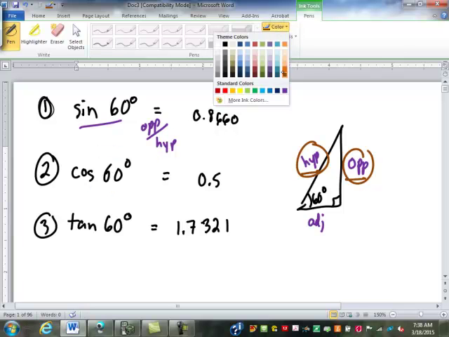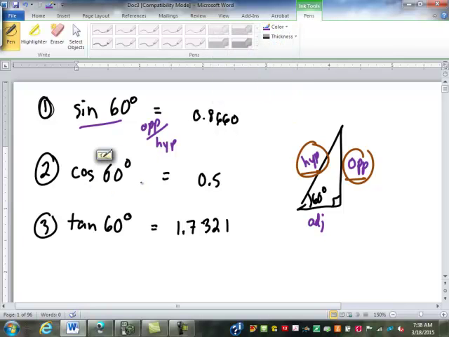Cosine, do you remember what two sides that compared? That's adjacent over hypotenuse. So that's looking at this side compared to this side. Again, it's not telling you how long either one of them is. It's just saying that this side is half of what that one is, or 0.5.